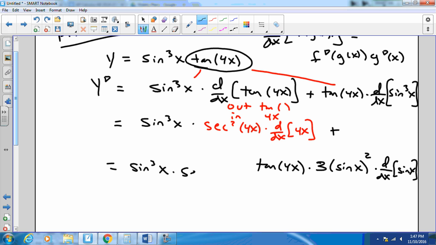And now we have sine cubed x times secant squared 4x. Now we have times 4. I'm going to write the 4 as the coefficient out here. If you wrote it over here, it would not be wrong, but all the cool mathematicians put their coefficients first. And likewise here, I've got a factor of 3 that I'm going to write as a coefficient, so that I get tan of 4x times 3 sine x squared times the derivative of sine x times sine x.